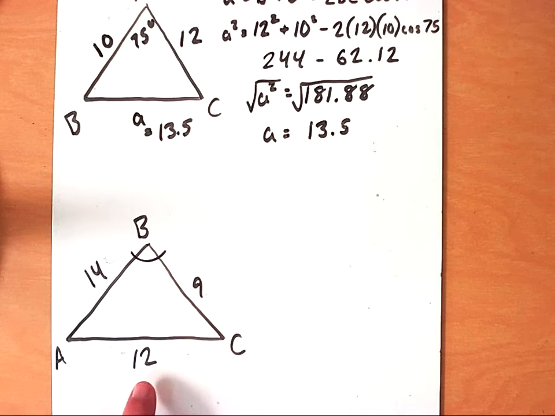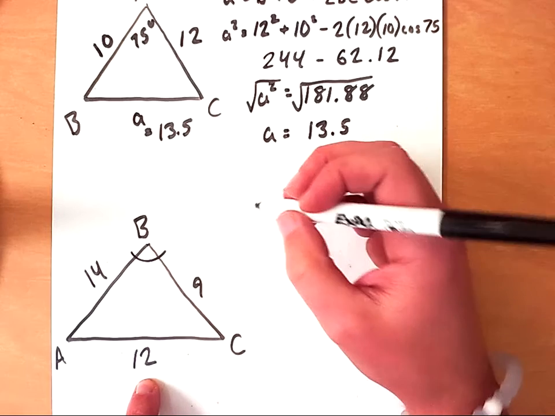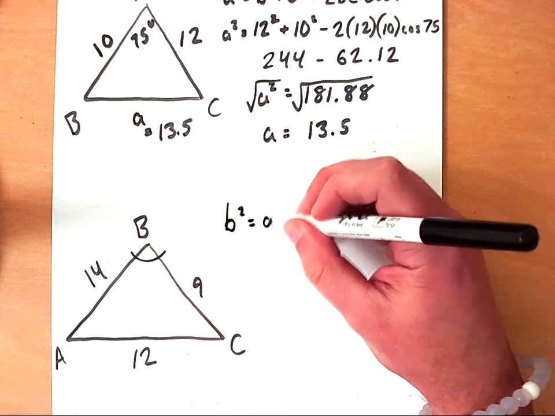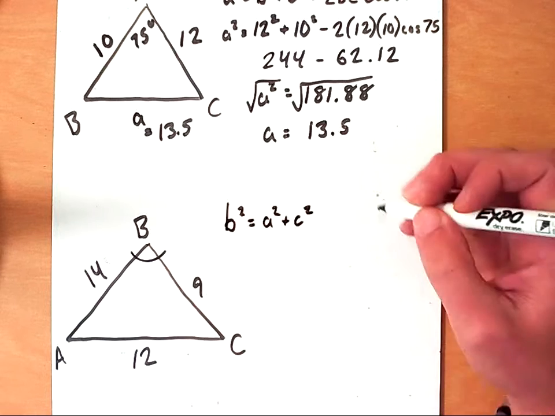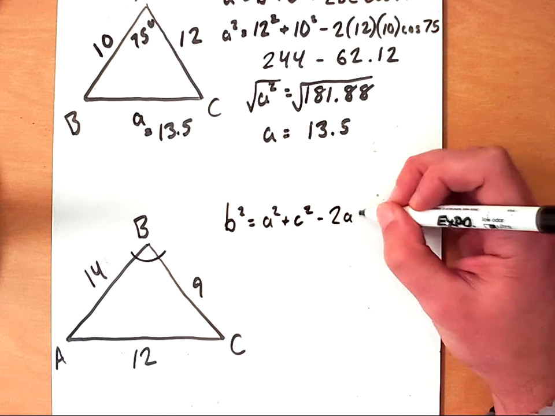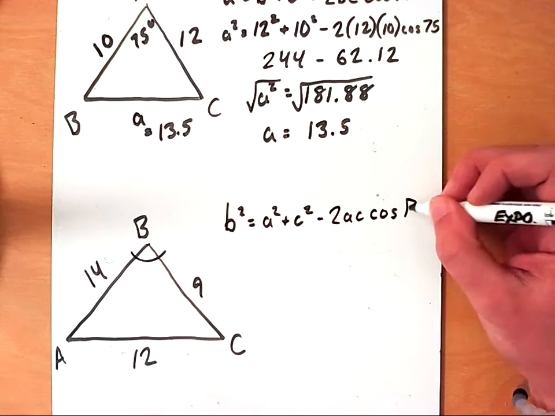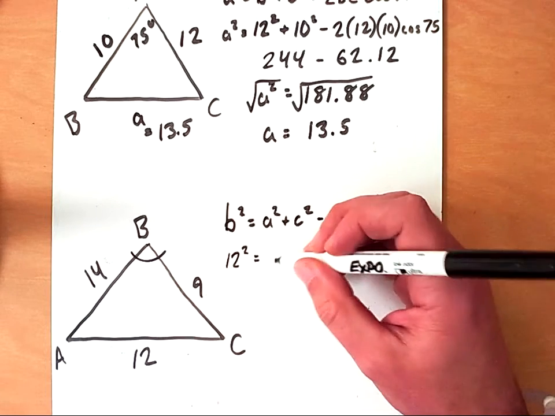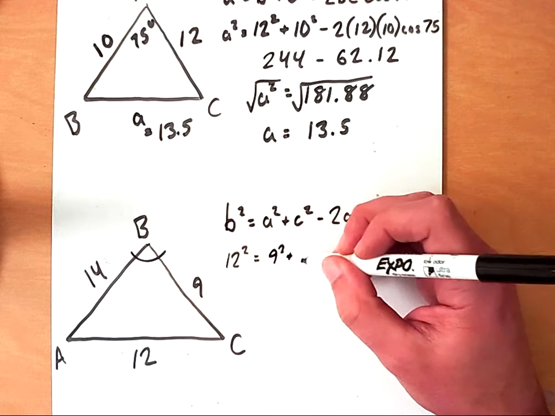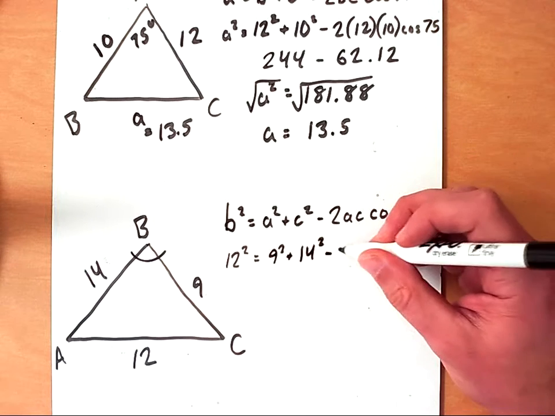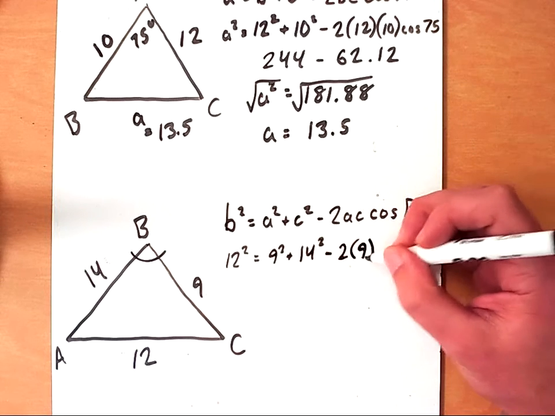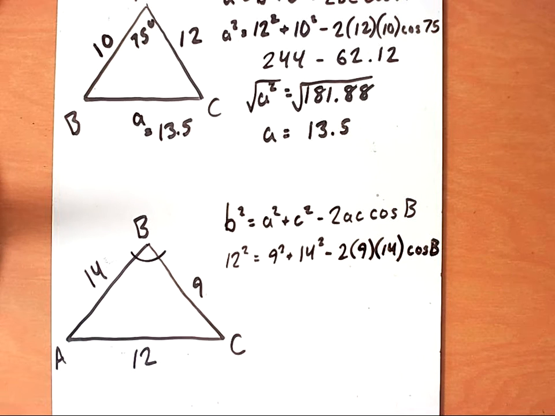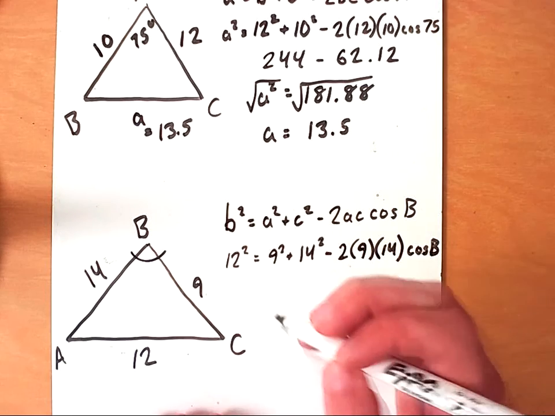Since we want to solve for the cosine of B, we're going to put 12 over on the other side. So first we'll write out just the formula. B squared is going to equal a squared plus c squared minus 2ac cosine of b. And now we just fill in. 12 will go here. Then we'll have 9 squared plus 14 squared minus 2 times 9 times 14 times the cosine of b. So now we just solve all these.